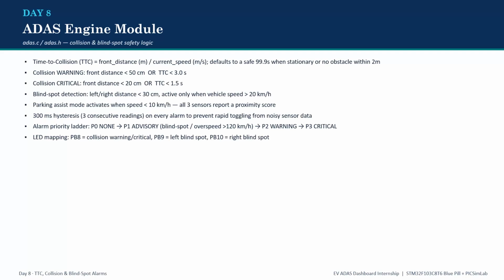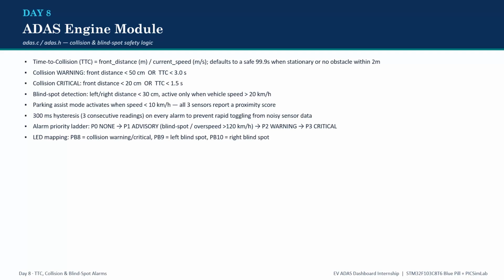First, time to collision, I calculate as the front distance in meters divided by the current vehicle speed in meters per second. If the vehicle isn't moving or there's no obstacle within 2 meters, time to collision defaults to a safe 99.9 seconds, so it doesn't trigger false alarms. Based on time to collision and distance, I implemented 2 collision alarm levels. Warning triggers when front distance drops below 50 centimeters or time to collision drops below 3 seconds. A critical alert triggers when front distance drops below 20 centimeters or time to collision drops below 1.5 seconds.